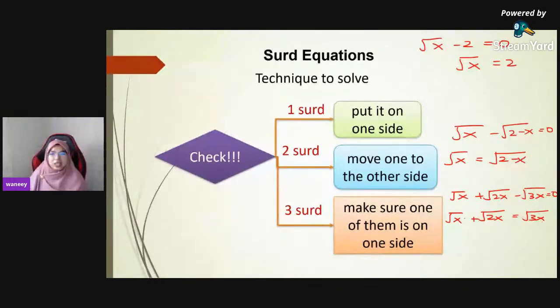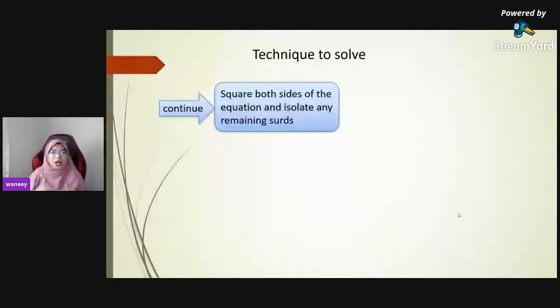Okay, so now if you have 3 set, do make sure only 2 set will stay on one side and bring another set to the right hand side. It will be much more easier for us to handle, because of the next step. What we need to do, the technique to solve them is that you have to square both sides and isolate any remaining set.